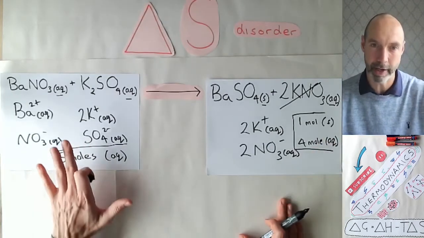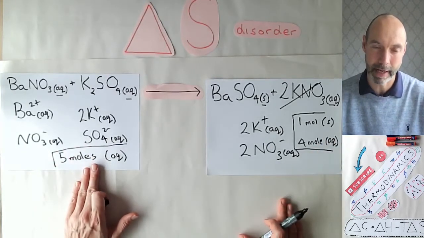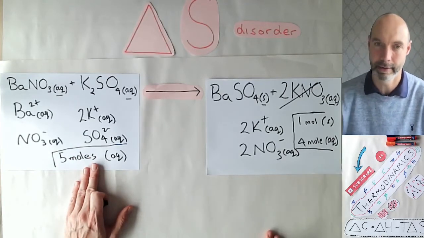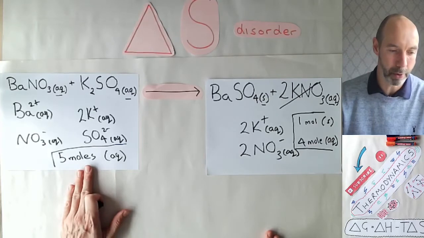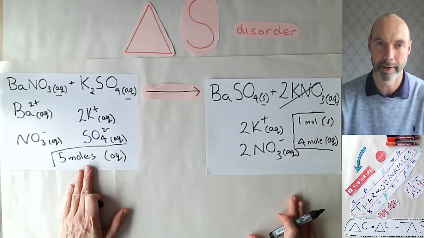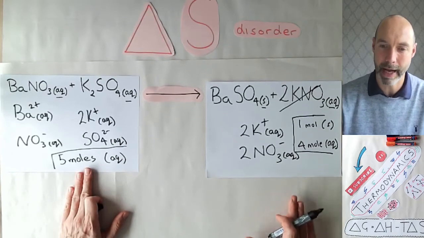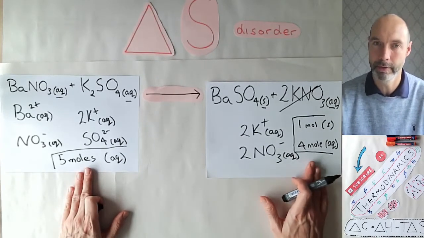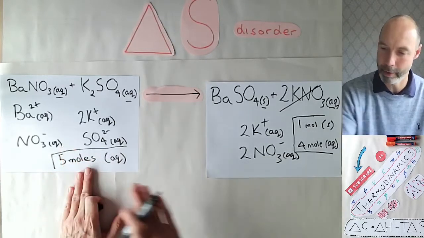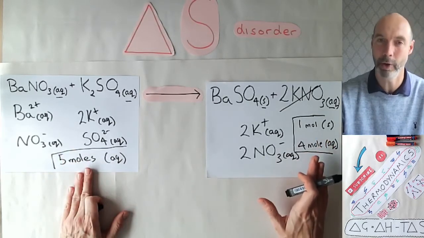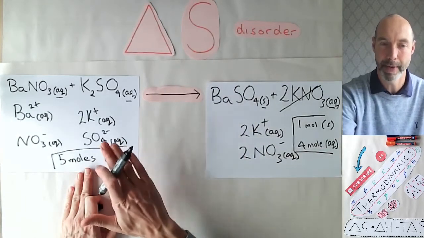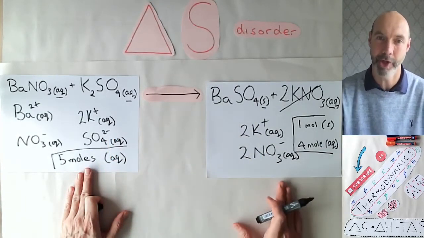So my prediction here is the left hand side is going to be more disordered than the right hand side, because we've gone from 5 moles of aqueous to 4 moles of aqueous and a mole of solid. So the right hand side is going to be more ordered, and therefore 5 moles of aqueous becoming 4 moles is going to be less disordered. We're going to have a decrease in entropy here, so delta S would be a negative change.